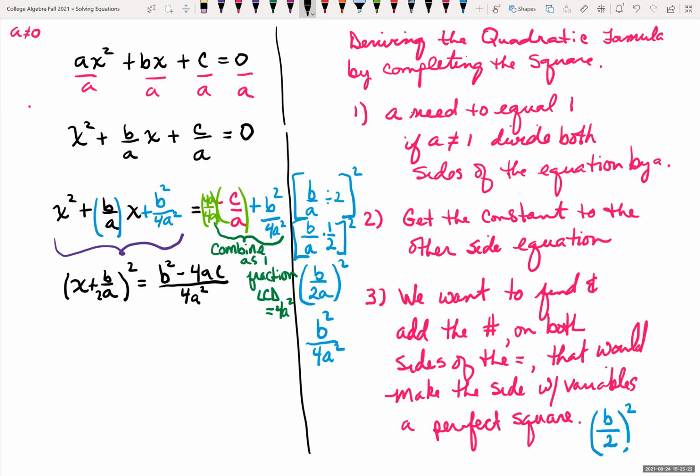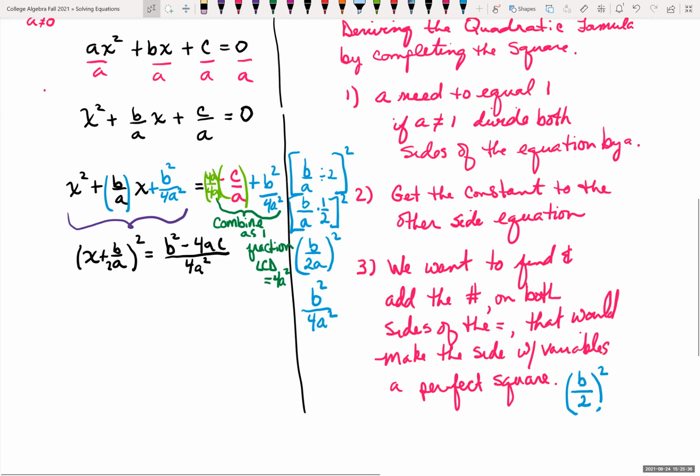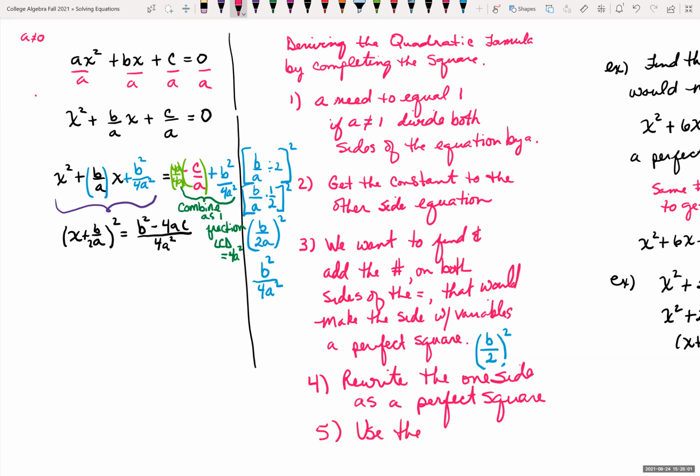Okay, so we just manipulated this so that we have a perfect square. So we figured out what that number we needed to add to both sides of the equation was to make the one side a perfect square. You're going to rewrite the one side as a perfect square, which we did. And now it's in the form that we can use that square root method. So now use the square root method to solve.